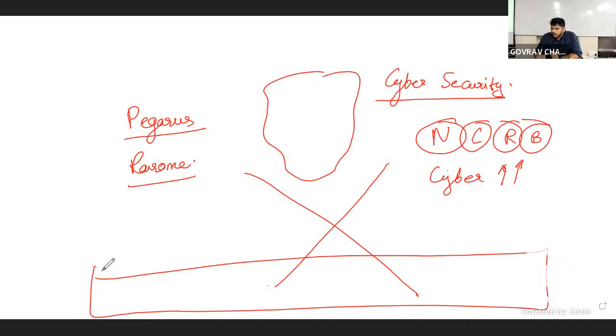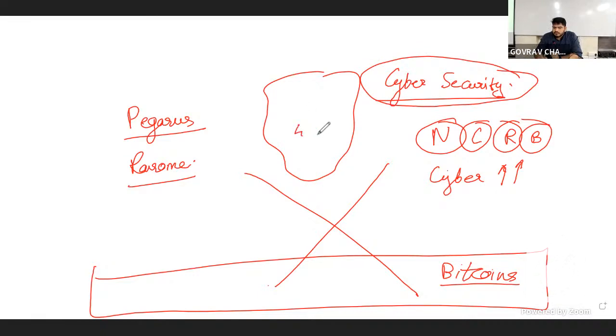They would lock your computer and ask you for payment. They can't ask you for legal tender, so that's why they ask for payment in bitcoins. So this particular thing is called ransomware. Cyber security is of major concern in recent times. That's why, for the last 4-5 years, every year one question has been asked on cyber crimes.